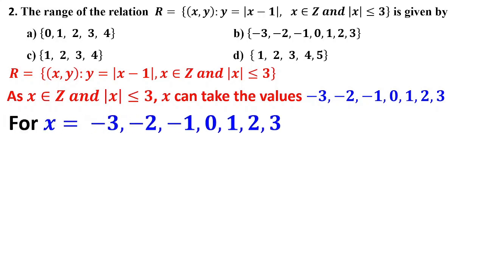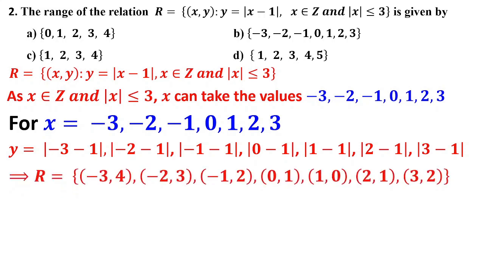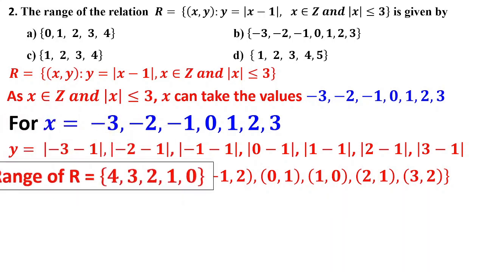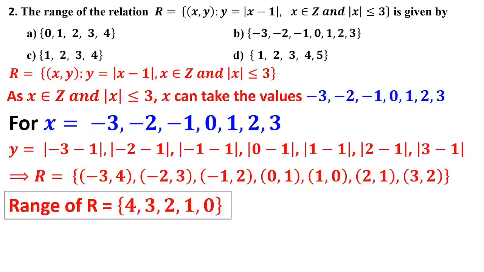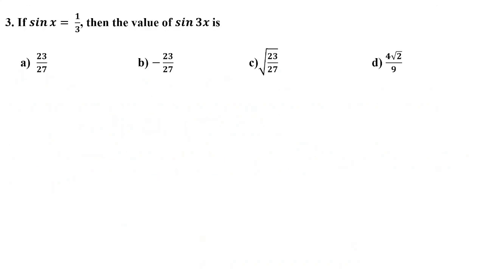Now let us find the value of y. The value of y will be mod of minus 3 minus 1, mod of minus 2 minus 1, mod of minus 1 minus 1, like that. Therefore, R will be (minus 3, 4), (minus 2, 3), (minus 1, 2), (0, 1), (1, 0), (2, 1) and (3, 2). Now we have to get the range. Which is the range? The number in the second place, that is the image. Therefore, the range is 4, 3, 2, 1, 0. It is given in the answer as 0, 1, 2, 3, 4. Therefore, we have to select the answer A. Let us go to question number 3.